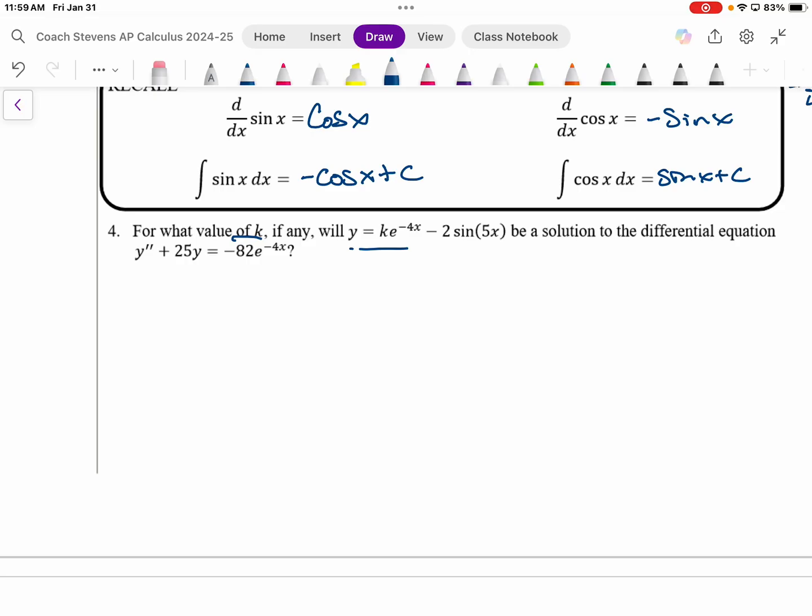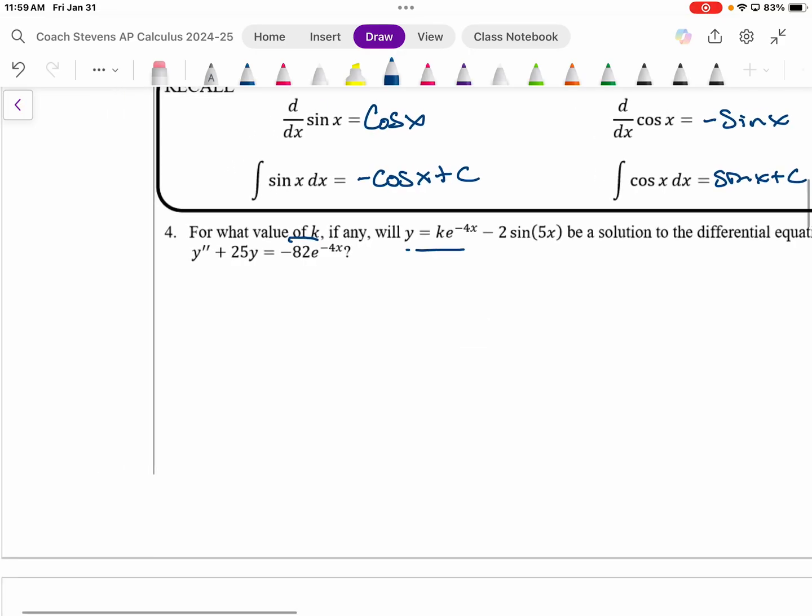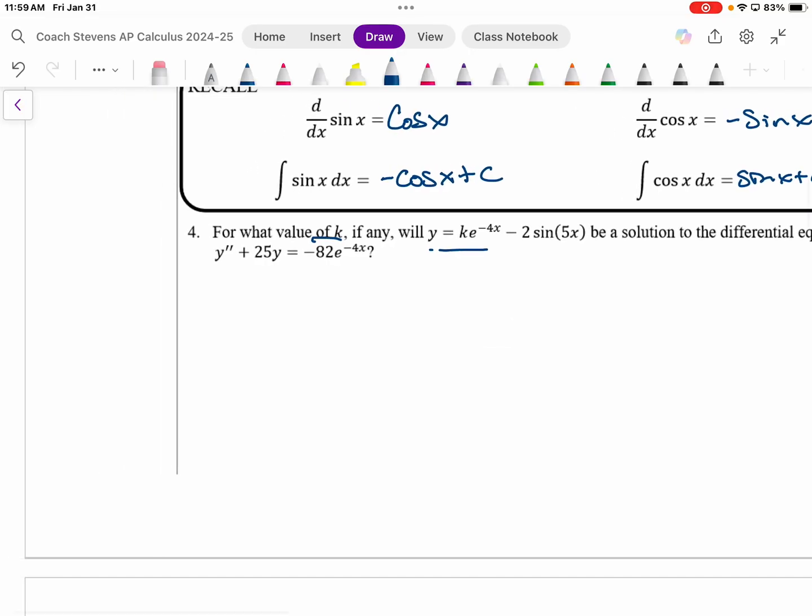All right, so here's what we're typically going to do. One, we know that we need to put in, right next to the 25, the original problem. We're going to substitute that in. Remember, we can't solve a problem when there's multiple variables in it, but if we can isolate it down to one variable, we can solve for that variable. I know k is a variable, but it's a constant, and so we're okay. Equals negative 82 e to the negative 4x.